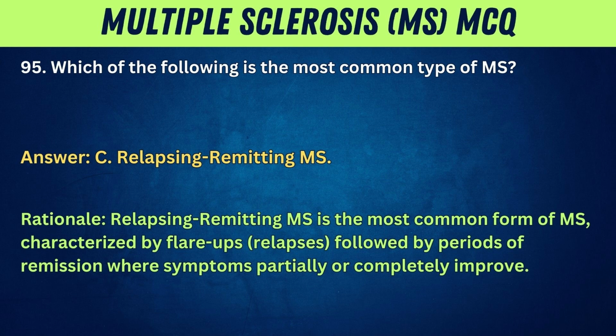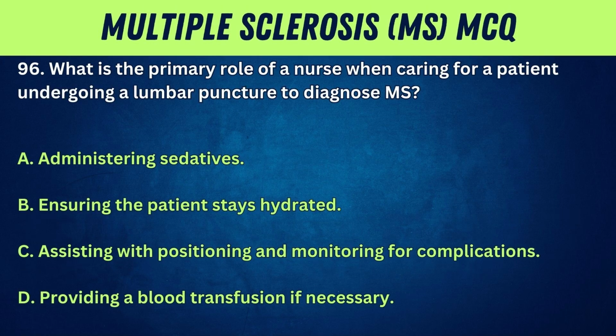Rationale. Relapsing remitting MS is the most common form of MS, characterized by flare-ups, relapses, followed by periods of remission where symptoms partially or completely improve. 96. What is the primary role of a nurse when caring for a patient undergoing a lumbar puncture to diagnose MS? A. Administering sedatives. B.